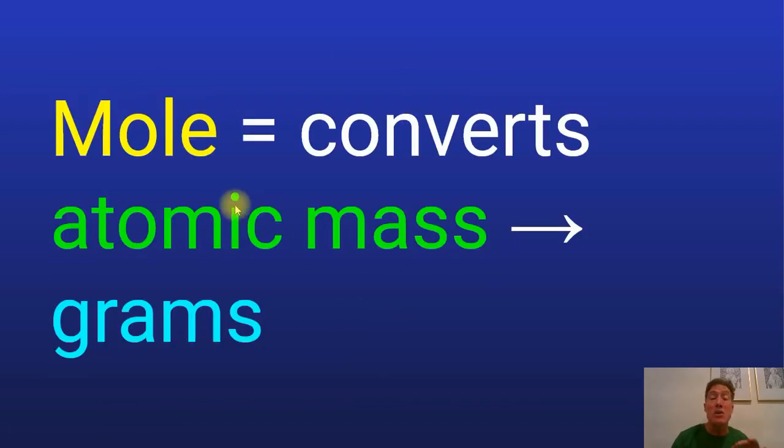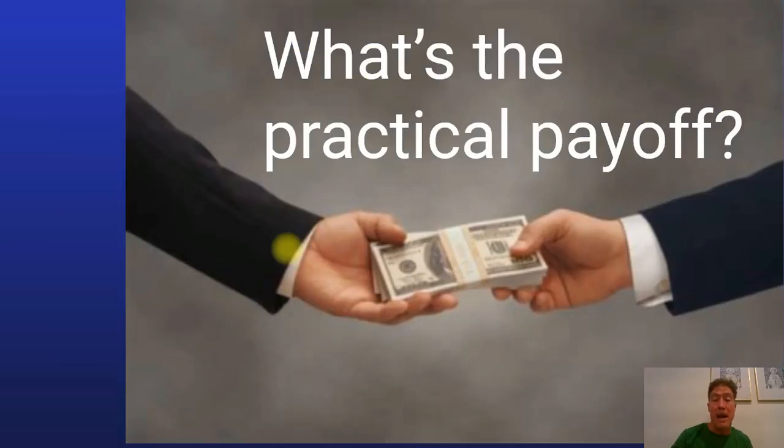And here's the magic. The mole converts atomic mass on the periodic table to grams I can use in the lab. I can count them in the lab. I can calculate them. I can do something with them. So that's the magic of the mole. It takes the number on the periodic table of atomic mass and converts it to grams in the laboratory.